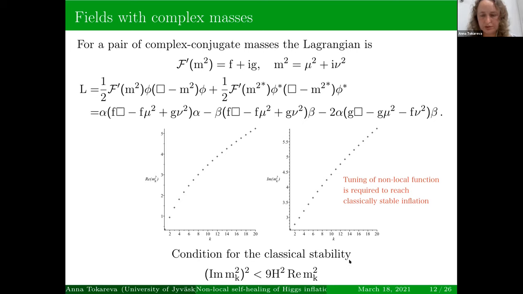And the condition of stability of the classical solution, so the inflationary solution in this model, can be traced as a condition for these complex masses appearing in this model. This means that the imaginary part of this mass squared has to be smaller than 9 Hubble scale squared multiplied by the real part of these masses. And we have shown that tuning of the non-local function used in this propagator is required to reach a classically stable solution, but this is possible to achieve. It's a non-trivial mathematical task, but it is possible to give explicit but quite complicated examples of non-local form factors which lead to stable classical solutions without growing modes.